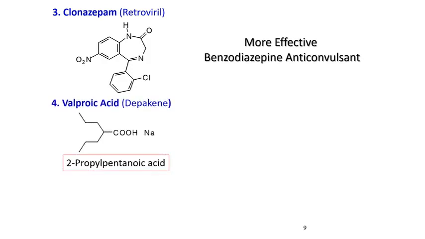Valproic acid is the candidate number 4. I want you please to analyze the structure of this valproic acid. Please count with me the number of carbons. It's 1 starting here, 2, 3, 4, 5. It is a pentanoic acid having at the 2 position, the carbon adjacent to the carboxylate, a 2-propyl function. It is formulated as sodium salt.